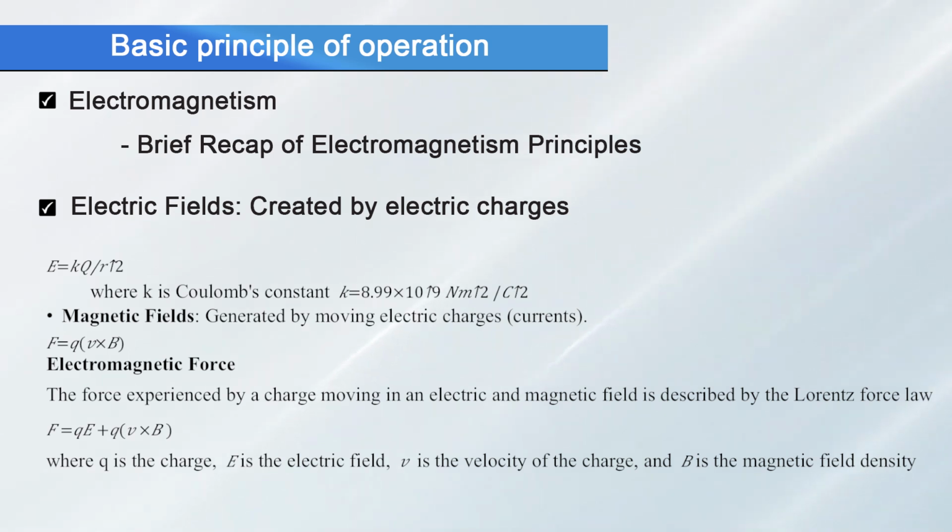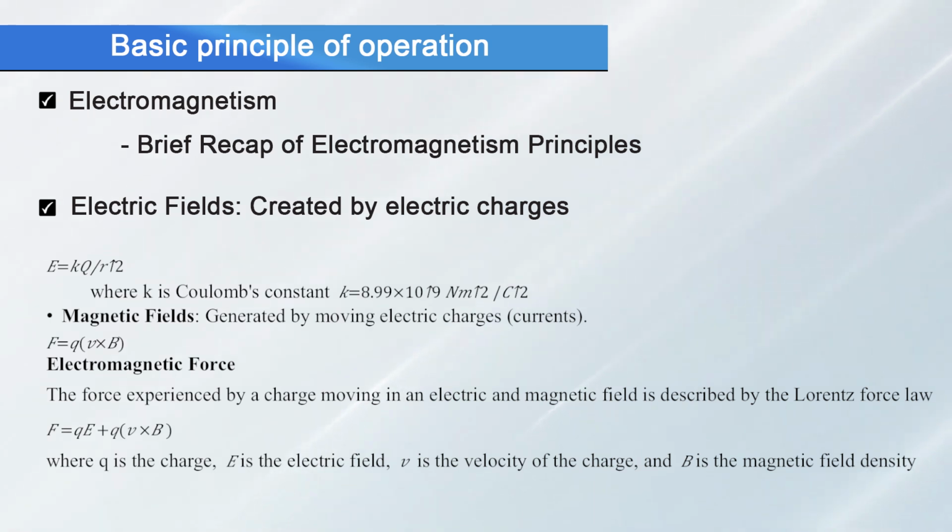So, let us see a brief recap of electromagnetism principles. Electric fields are created by electric charges. The strength of the field is proportional to the charge and inversely proportional to the square of distance from the charge, given by the expression E equals k q by r square, where E is the electric field strength, q is the charge creating the electric field, r is the distance from the charge to the point of measurement, and k is the Coulomb's constant given by 8.99 into 10 to the power 9 Newton meter square per Coulomb square.